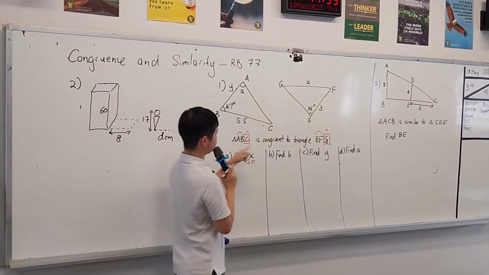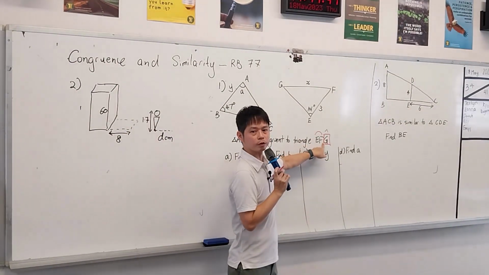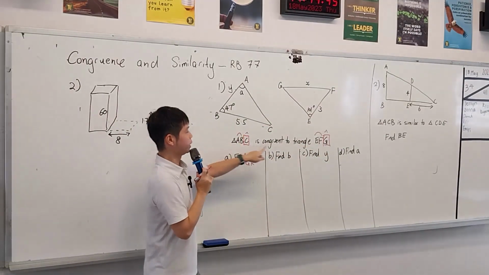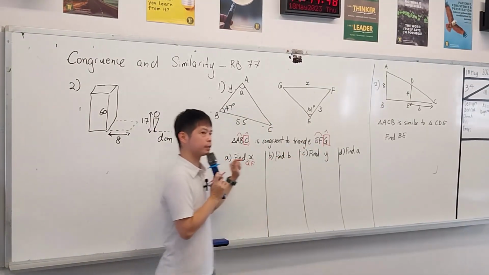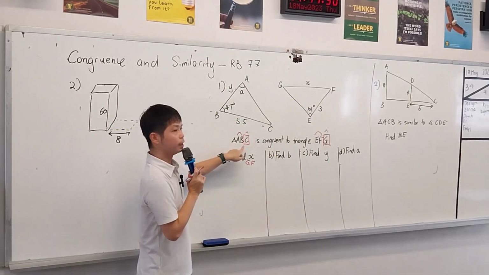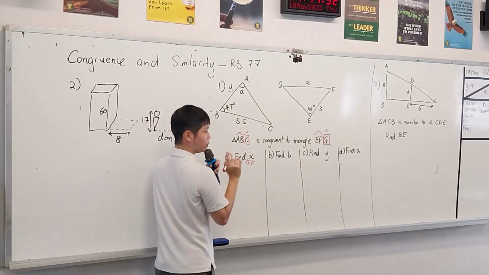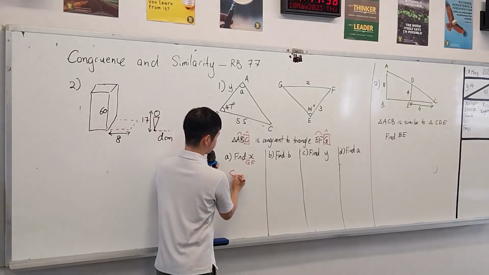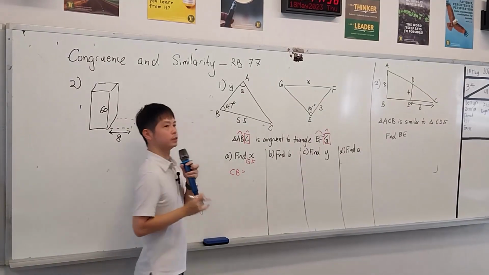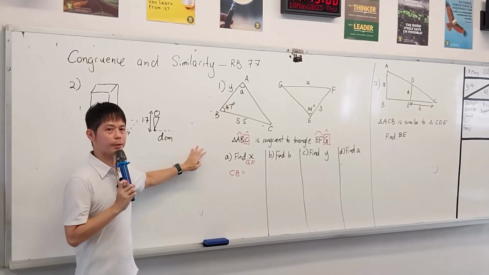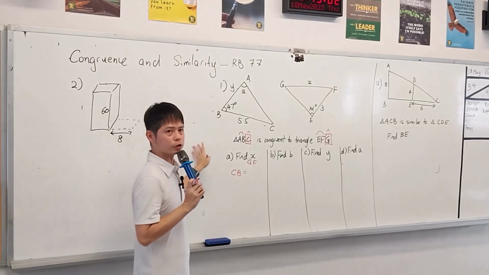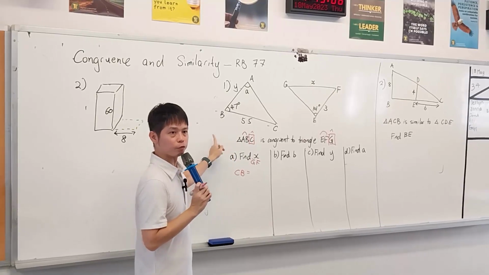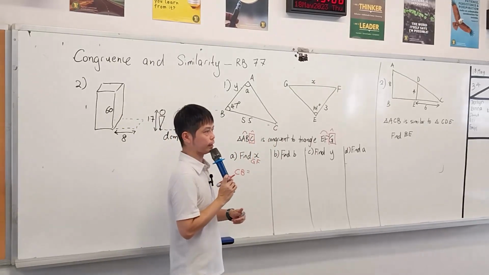So GF corresponds to which letters? Again, GF corresponds to which letters? CB. So it is important that you say it is CB and not BC. So we will find CB. That's the first very important thing about today's lesson. Whether it is congruent or similar, the letters are corresponding. It helps us to find the corresponding length and the corresponding angle.